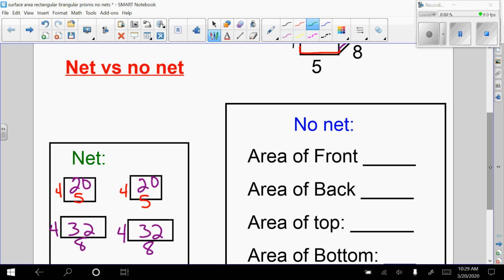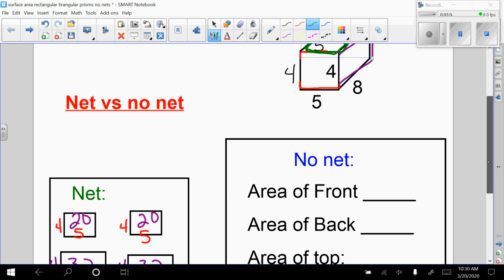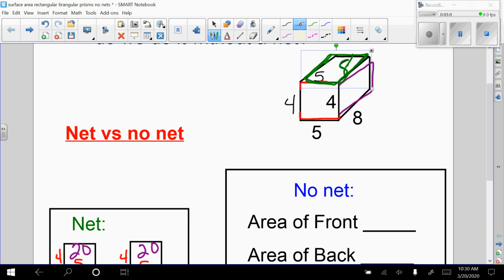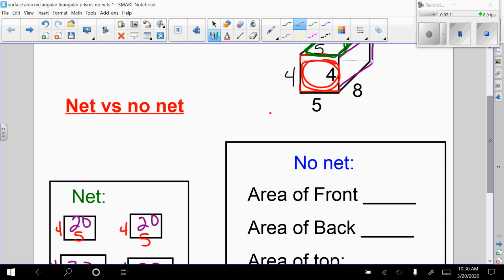Now, if we wanted to do it without a net, the process remains the same. We don't need to change that process any. It is kind of the same thing. So looking at the area of the front, here is the front of that figure, right here where the red is. The area of the front is 5 by 4. That's 20. That means the back is 20.